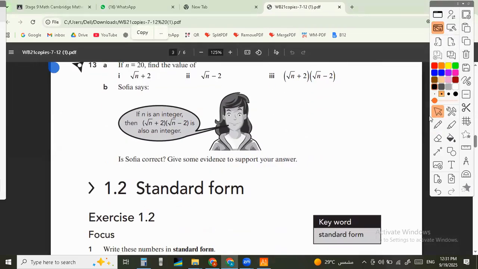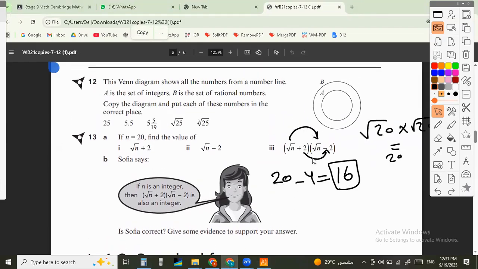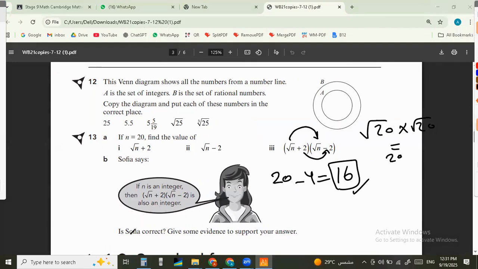All right, next one here. If n is an integer, then square root of n plus 2 times the square root of n minus 2 is also an integer. We've just done it right now. When we used n as 20, was the answer an integer? Yes, the answer is always an integer. Is Sophia correct? Yes, she is correct. Give some evidence. What's the evidence that they wanted? They want an example like this.